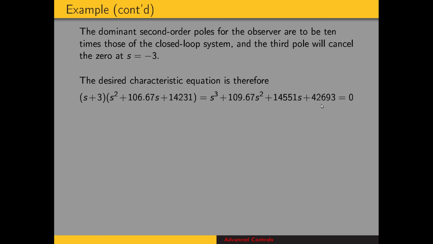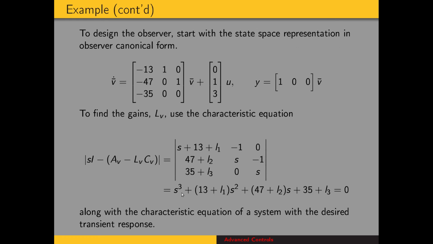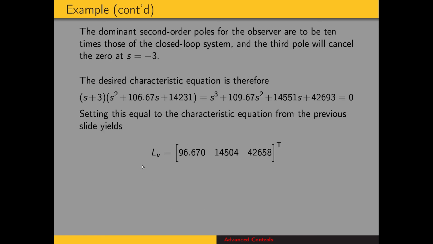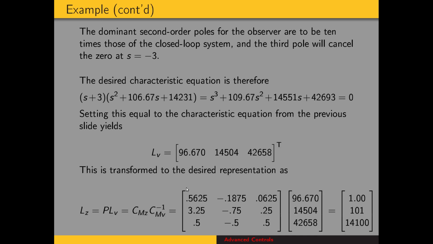Anyway, that gives us this third order characteristic equation, and we follow the same process by setting it equal to this third order equation to solve for the gains L. And again, those are for the observer canonical form, so L sub V. And here are the values. This is a column vector, so we've got the transpose here. Now we just need to transform that to the desired representation. So we'll get L sub Z. This will be an observer for the cascade form, our desired state space representation. And that can be calculated by multiplying the transformation matrix by L sub V.